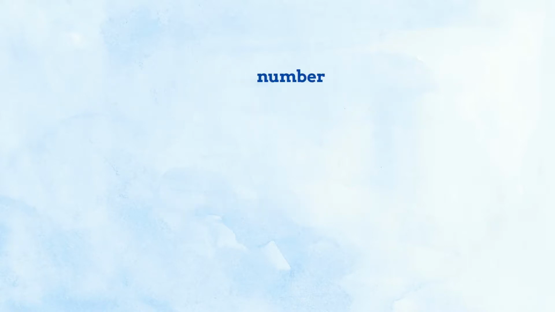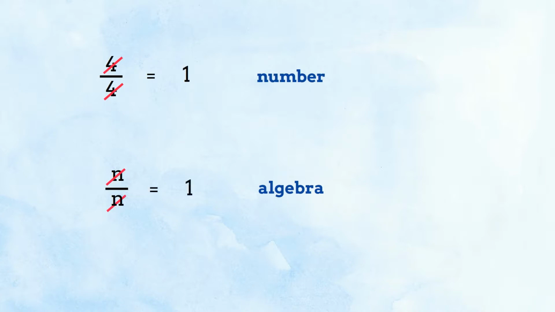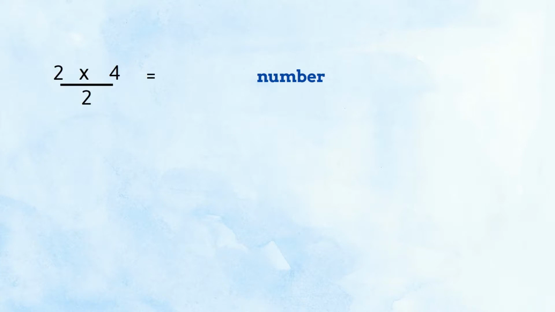In number work, 4 over 4 cancels down to 1. Similarly, in algebra, n over n cancels down to 1. In number work, if we have 2 times 4 over 2, then the 2's will cancel out and we'll have 4 left. Similarly, in algebra, if we have a times 4 over a, then the a's will cancel out and we'll have 4 left.